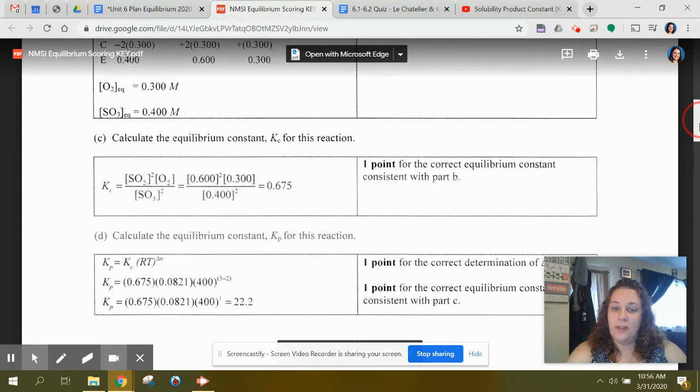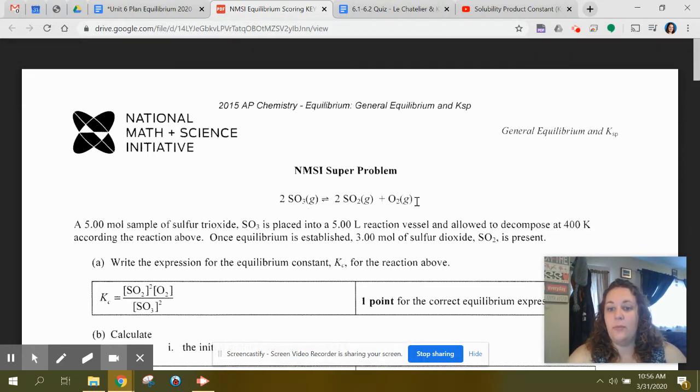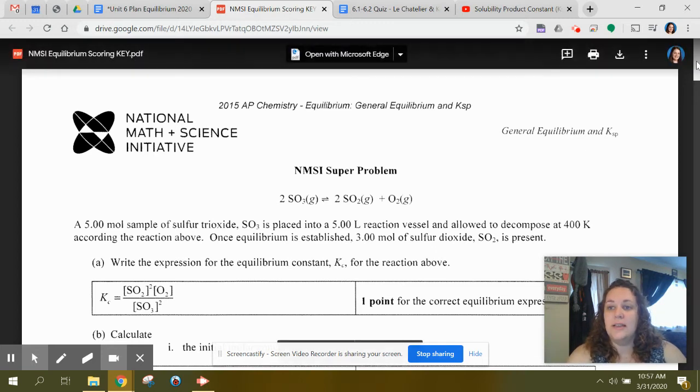Calculate Kp for this reaction. Because it's gases, we can use Kp. Remember, that equation's not given on your equation sheet. So Kp is equal to Kc times RT to the delta N, where R is your gas constant, T is temperature in Kelvin, and delta N is the change in moles. For this reaction, we start with 2 moles of gas and we form 3 moles of gas. So delta N is gas products minus gas reactants, 3 minus 2, so our delta N is 1.